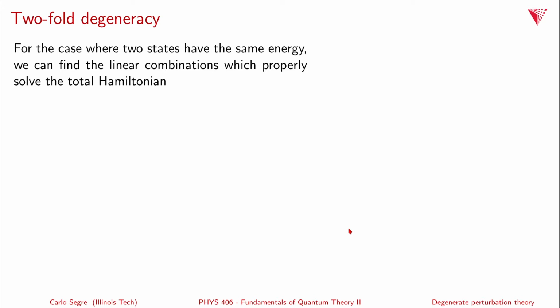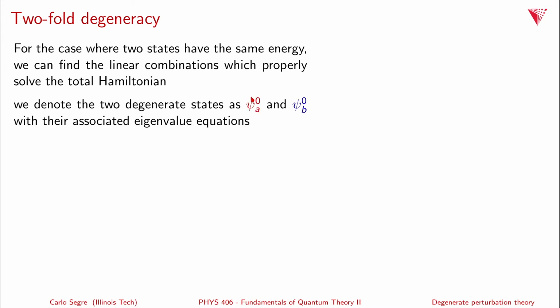So the simplest case that we can deal with is a twofold degeneracy, where you have two states that have the same energy, and we can find the linear combinations which properly solve the total Hamiltonian. So we denote the two degenerate states as psi A0 and psi B0. These are two states with the same energy, but they're orthogonal to each other. And they have associated eigenvalue equations. That is, H0 applied to psi A0 is equal to E0 psi A0, and H0 applied to psi B0 is the same energy, E0 psi B0.